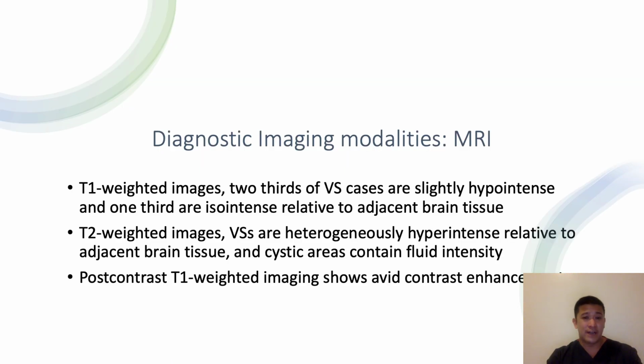On MRI, on T1 weighted sequence, two-thirds of vestibular schwannomas are slightly hypo-intense, and one-third are iso-intense relative to the adjacent brain tissue. On T2 weighted images, vestibular schwannomas are heterogeneously hyperintense relative to adjacent brain tissue, and cystic areas contain fluid intensity. Post-contrast T1 weighted imaging shows avid contrast enhancement, as we can see in the next slide.